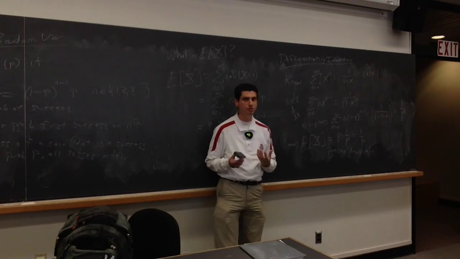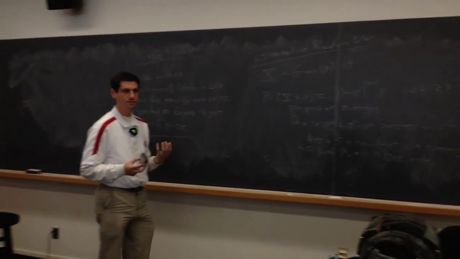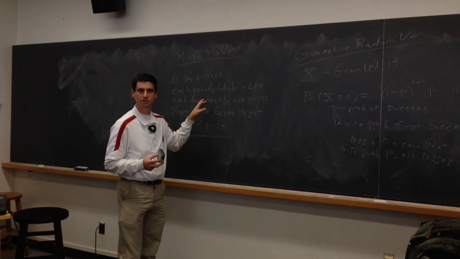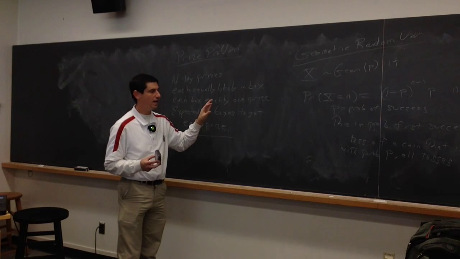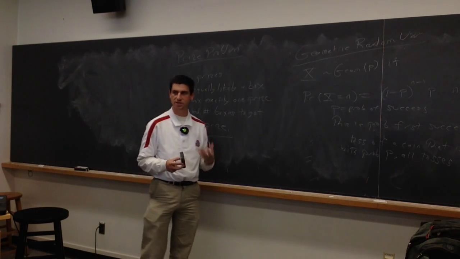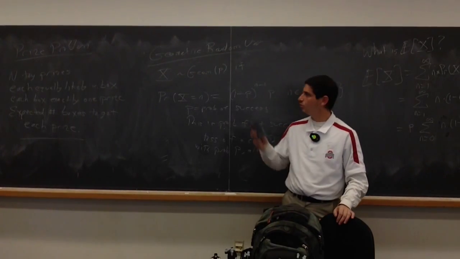So this is the geometric random variable. It's one of the more important of the different random variables. It's going to be crucial in understanding the prize problem. We've seen now differentiating identities, which is one of the main techniques to calculate moments, to calculate means, variances, standard deviations. All right, now what we want to do is apply this.